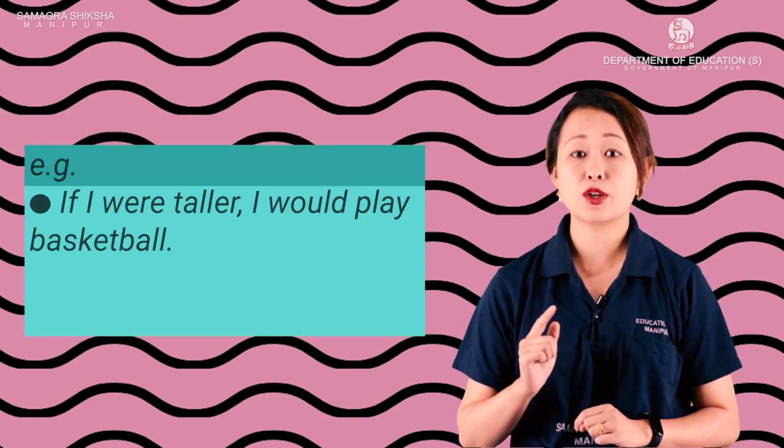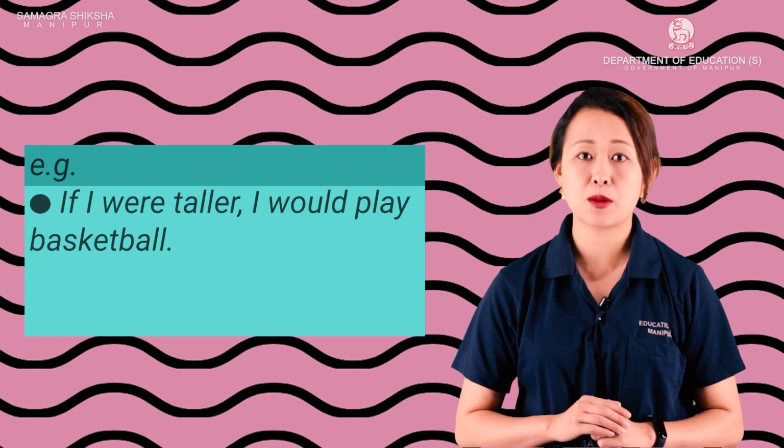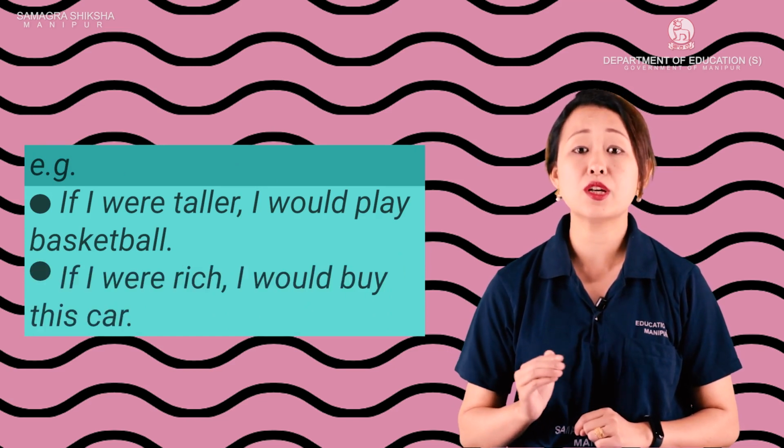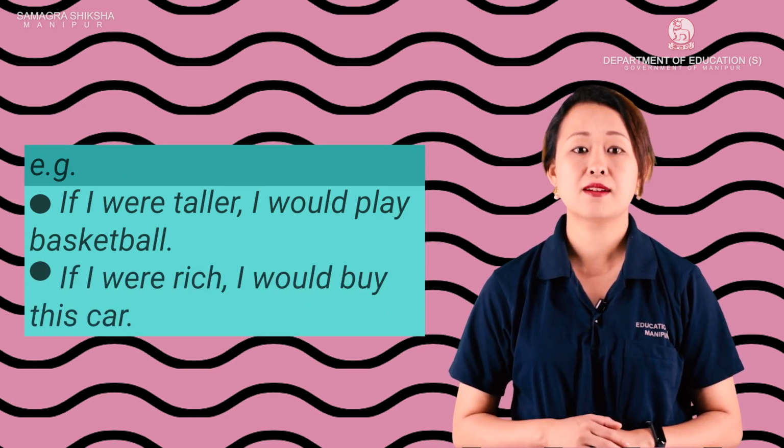It is not real. Generally, for first person singular, I, we use the be verb was for past tense, but it is also correct and very common to say "if I were" instead of "if I was." For example, if I were taller, I would play basketball, or if I were rich, I would buy this car.